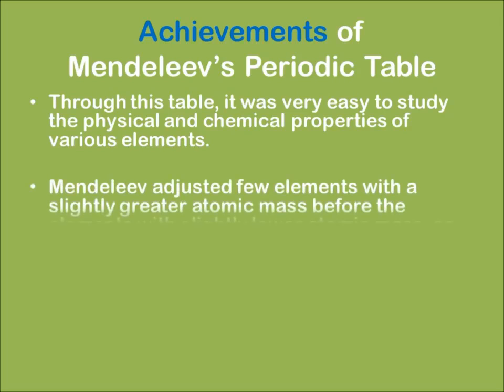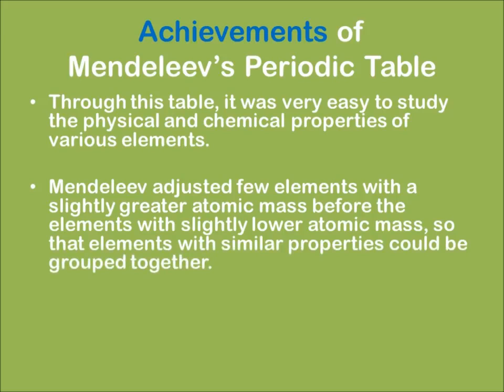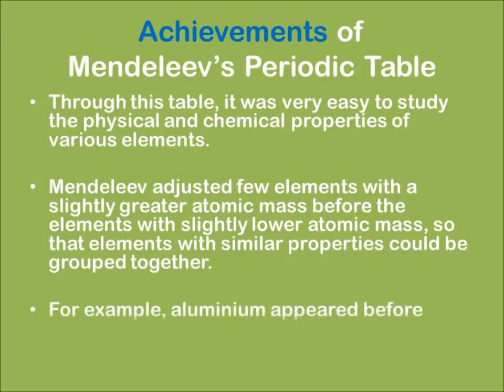Mendeleev placed a few elements with slightly greater atomic mass before elements with slightly lower atomic mass so that elements with similar properties could be grouped together. For example, cobalt appeared before nickel, and aluminium appeared before silicon, which wasn't in proper order of atomic mass.